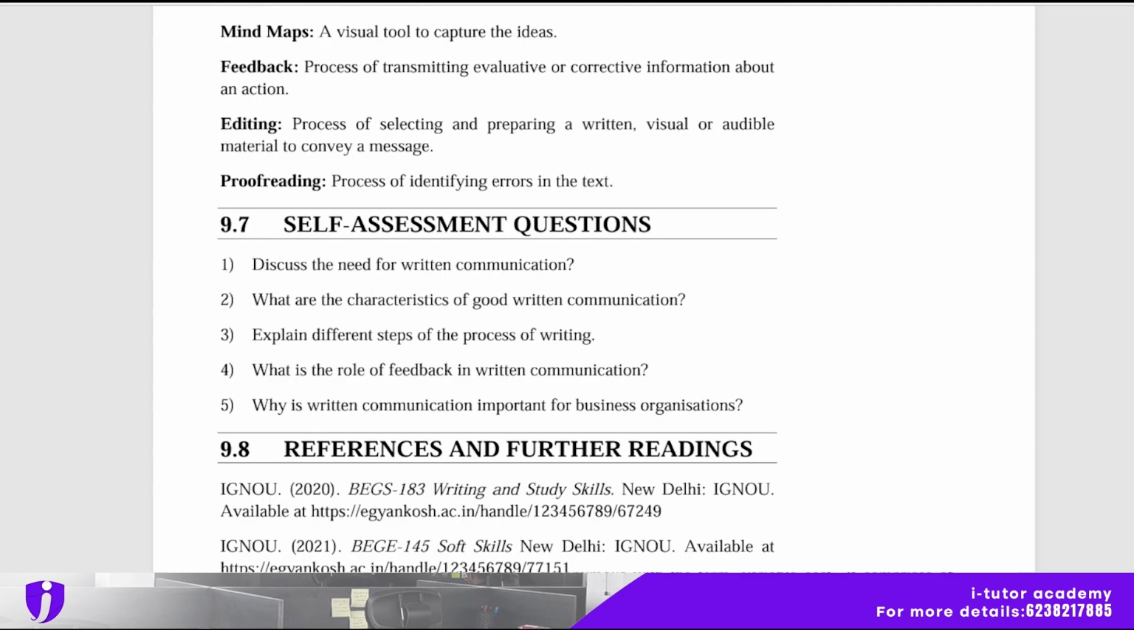Discuss the need for written communication. What are the characteristics of good written communication? Explain different steps of the process of writing. What is the role of feedback in written communication? Why is written communication important for business organizations? Yes, these are 5 questions. You just try to do it. It will help you for your term end examination.